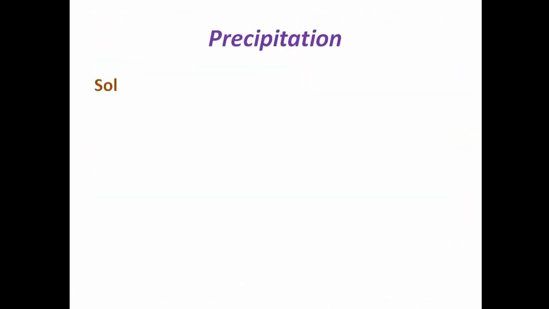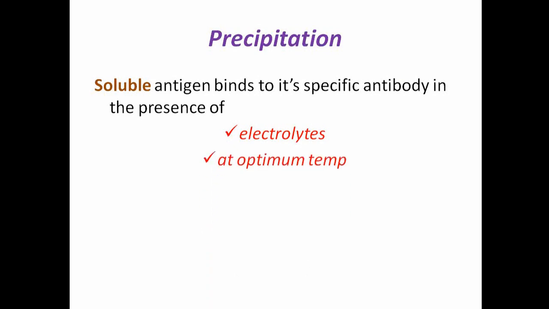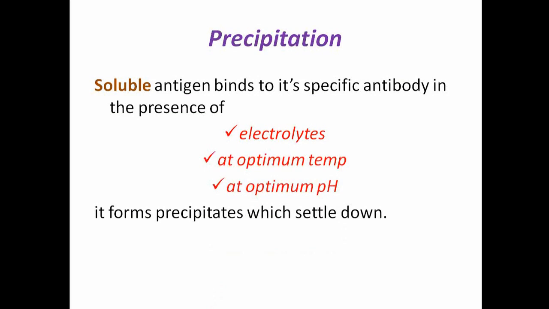Precipitation occurs when soluble antigen binds to a specific antibody in the presence of those three important conditions which were there in the agglutination as well. That is, first one is the presence of electrolytes, second is the optimum temperature, and then the third one is the optimum pH, resulting in precipitates which settle down.